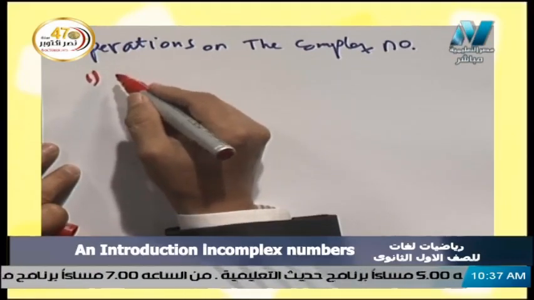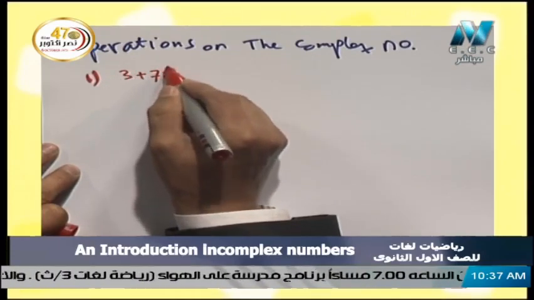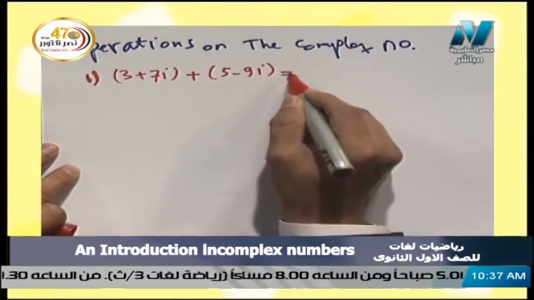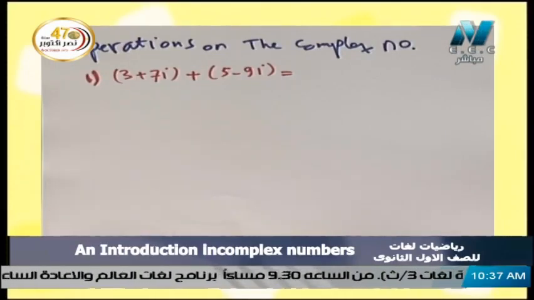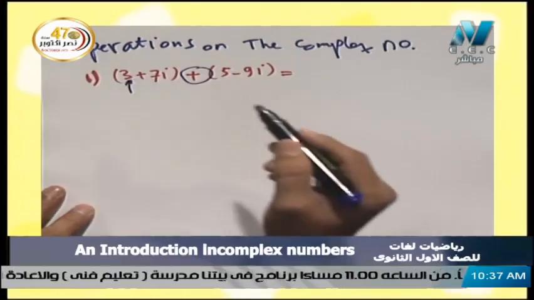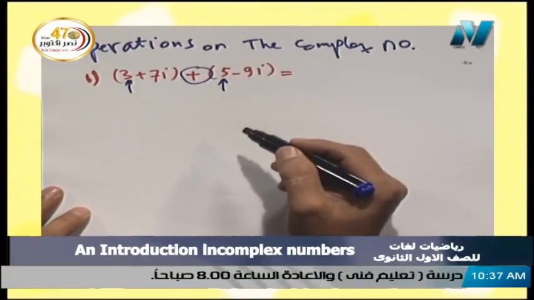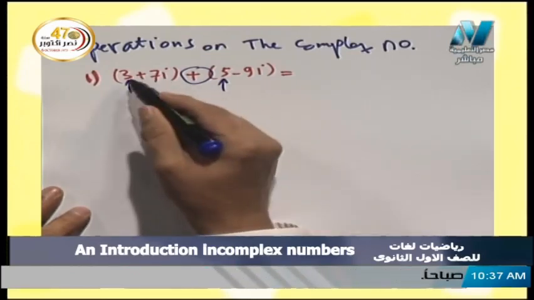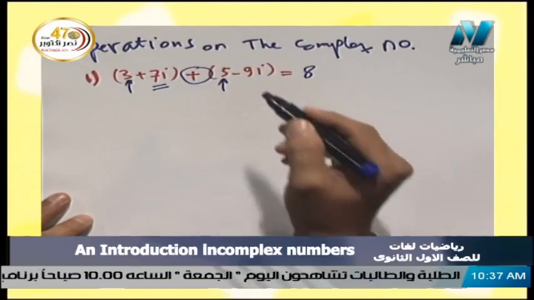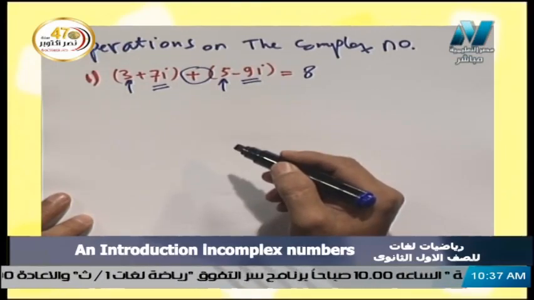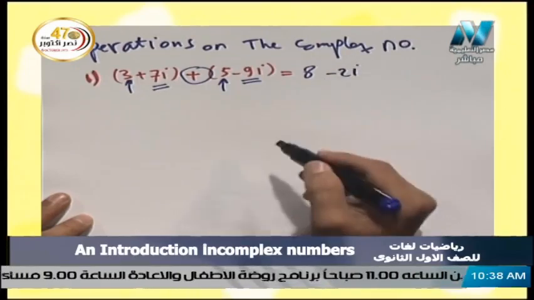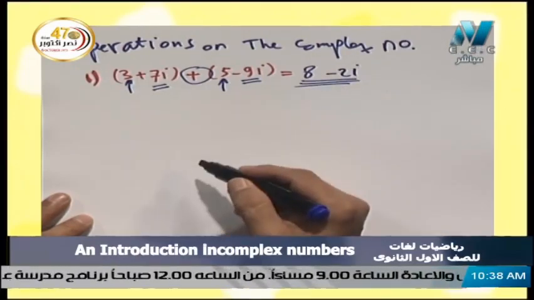If we have a complex number like 3 plus 7i added to 5 minus 9i, how can we add these two complex numbers? We have 3 as its real part and 5 as its real part also, so we can add them: 3 plus 5 equals 8. And the imaginary parts, 7i and negative 9i: 7i plus negative 9i equals negative 2i. So now we have the result, which is 8 minus 2i.